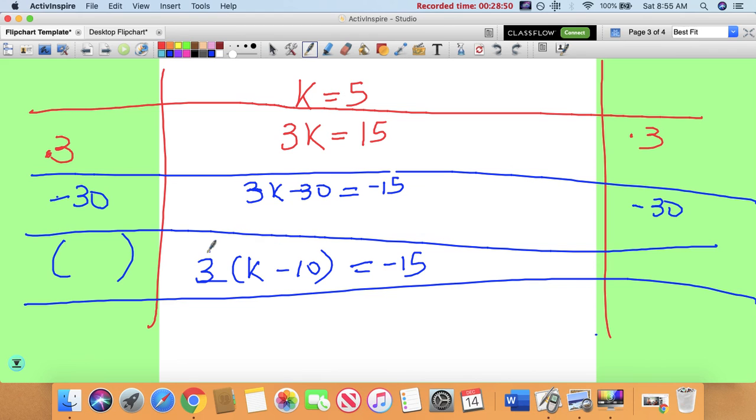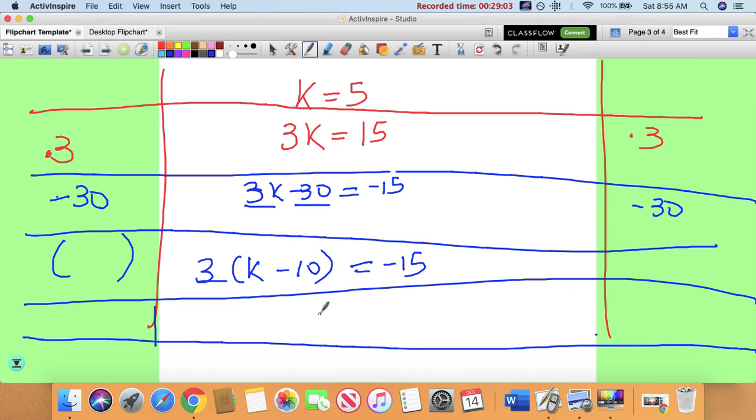So if you think about it, now 3 times k is 3k, check. 3 times negative 10 is negative 30, check. We're good. We just created an equation with parentheses, I'm sorry.